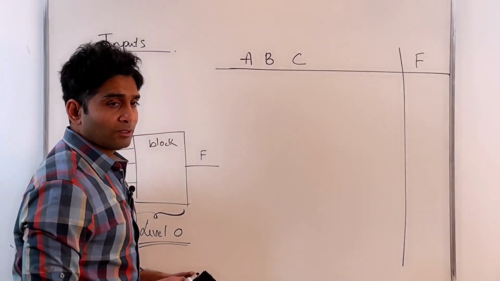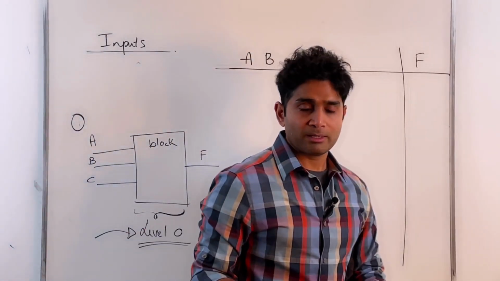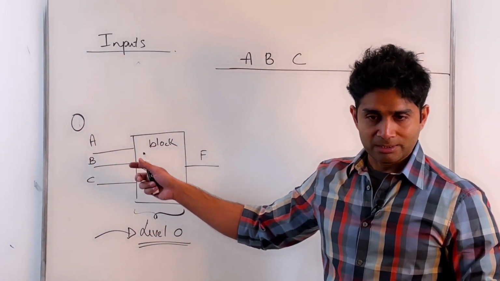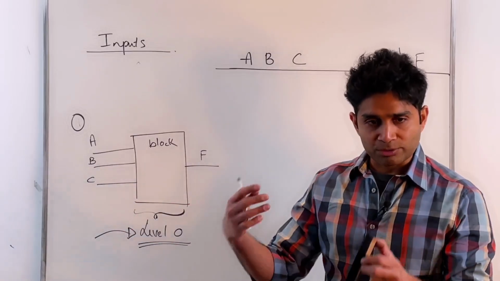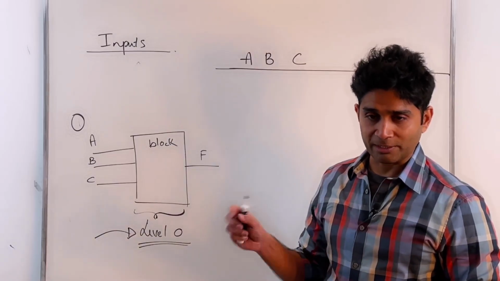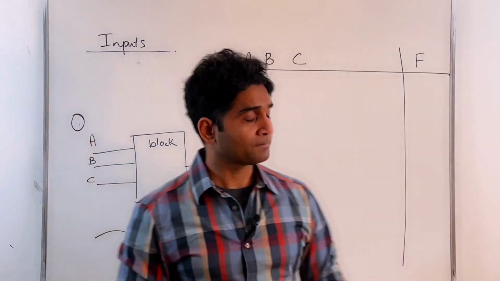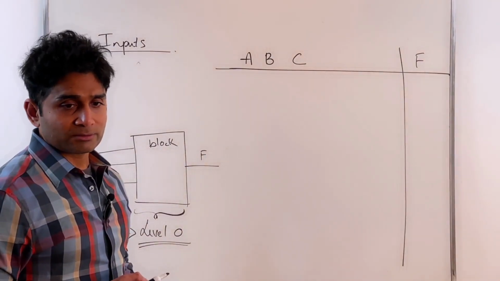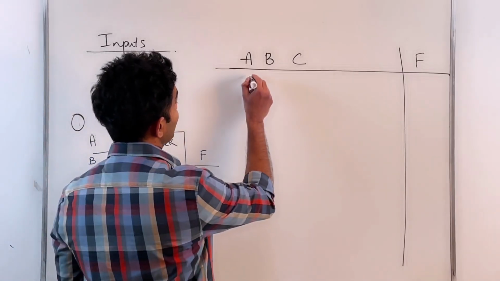So if I have, let's say, n inputs for my block, then the number of combinations in my truth table for the inputs would be 2 power n. For n inputs, that will be 2 power n. So for 3 inputs, that's 2 cubed, so that's 8. Right. So let's start with 0, 0, 0.